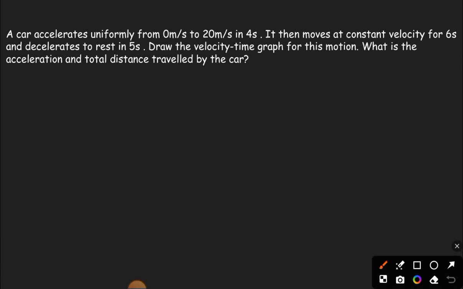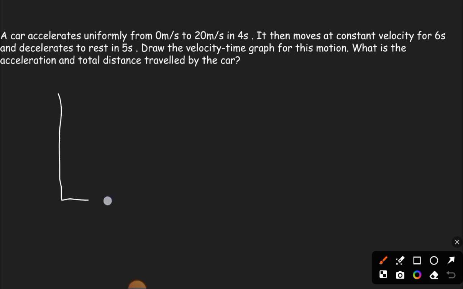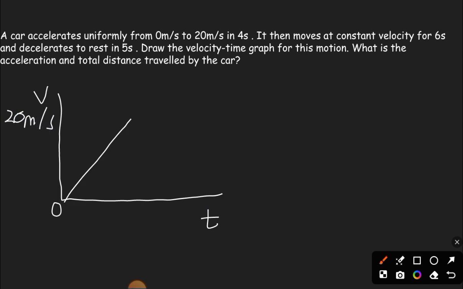So the car accelerates uniformly from rest. So remember our diagram. This is the rest, 0. So we indicate our 20 on the velocity side. So 20 meters per second for 4 seconds. It then moves with a constant velocity for 6 seconds.